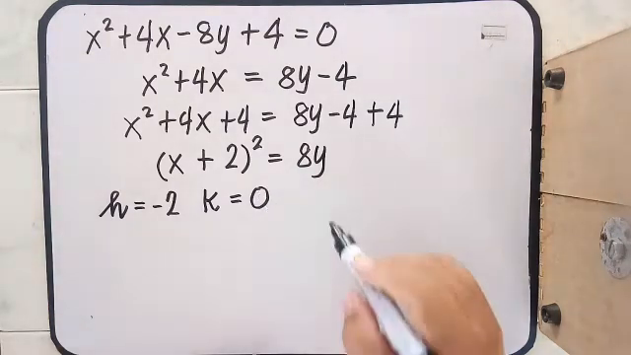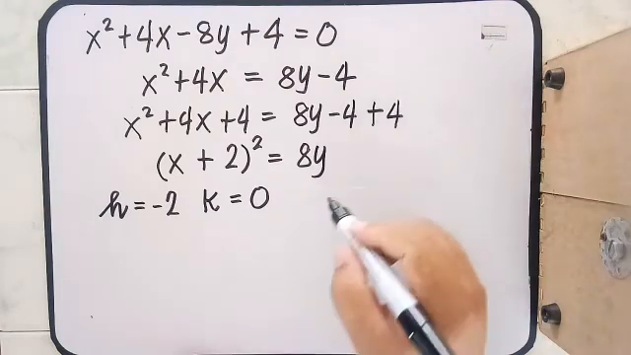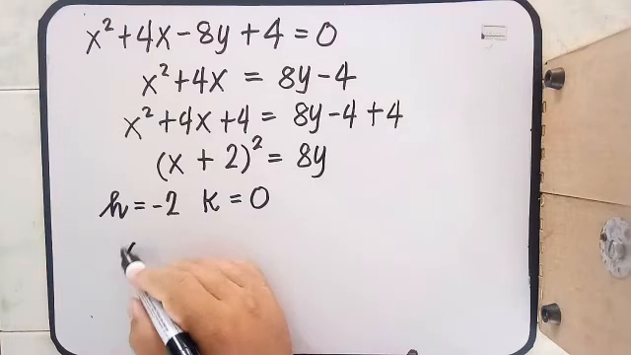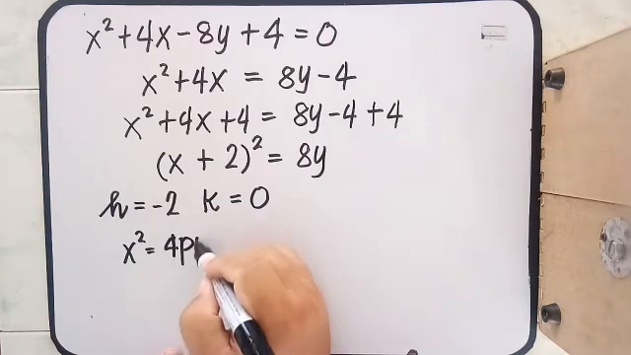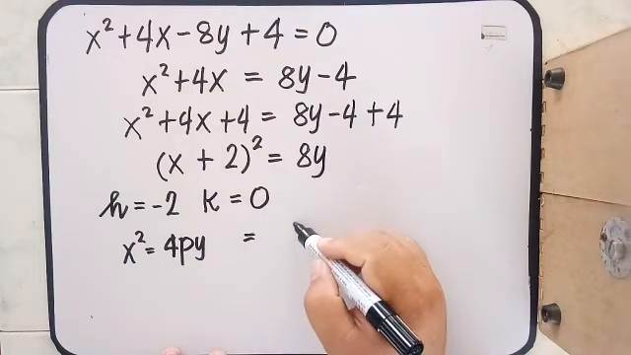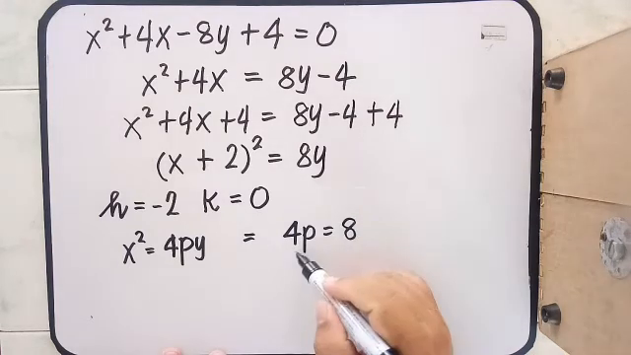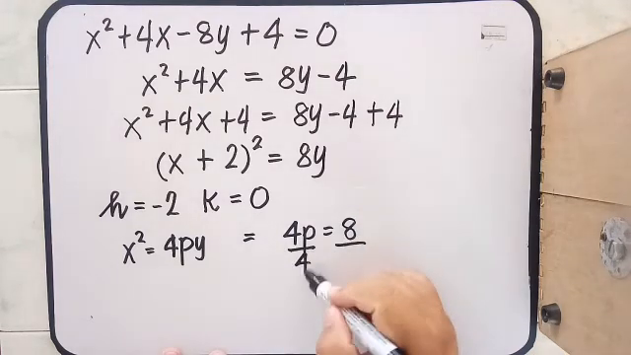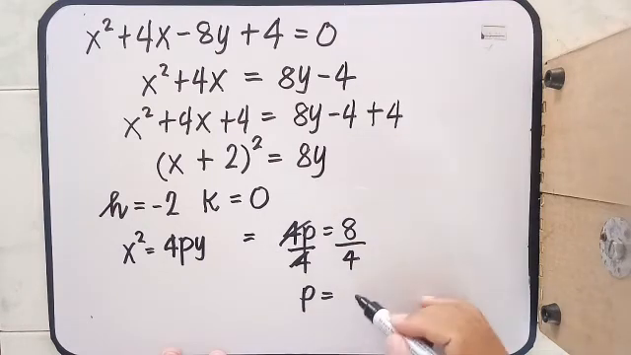And then, how do we find the value of the focus? So remember that the general form of this equation is x squared is equal to 4py. Okay. So to find the focus we have to solve like this: 4p is equal to 8. So divide both sides by 4. So the value of the focus, your p, is equal to 2.